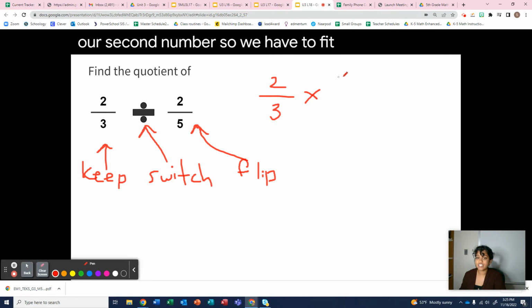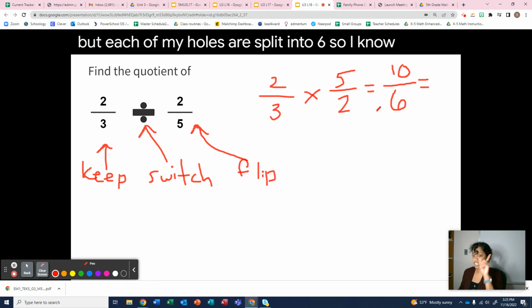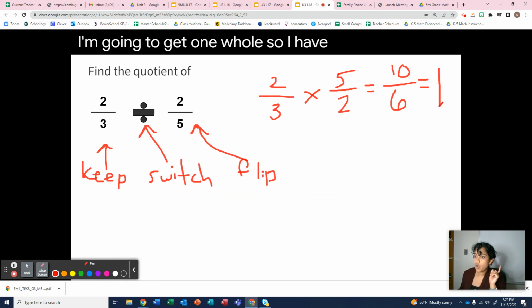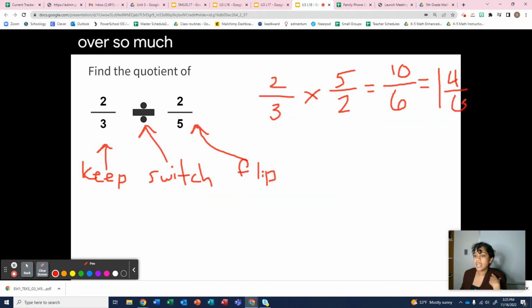So we have 2/5. That is going to turn into 5/2. And now we go ahead and multiply. So we're going to do 2 times 5 is 10. And then we have 3 times 2 is 6. So now I have 10 pieces, but each of my wholes is split into 6. So I know, okay, I'm going to get 1 whole. So I have 1 whole, and then I have 4 pieces left over because I took away 6 from 10. So now I have 4/6 left over. So my quotient is 1 4/6.